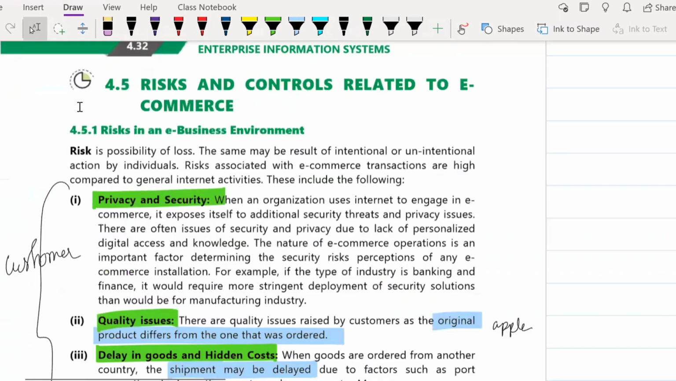Your next topic is risks and controls related to e-commerce. So related to e-commerce, what are the risks and what are the controls that can be taken to mitigate that risk is what we are going to understand. This is also a very simple topic only.